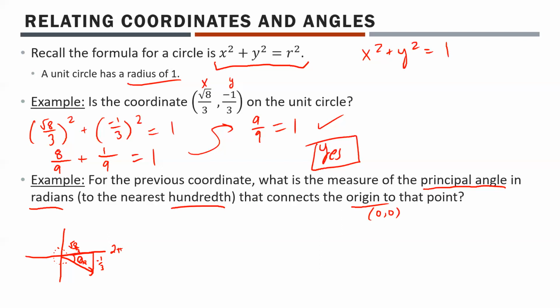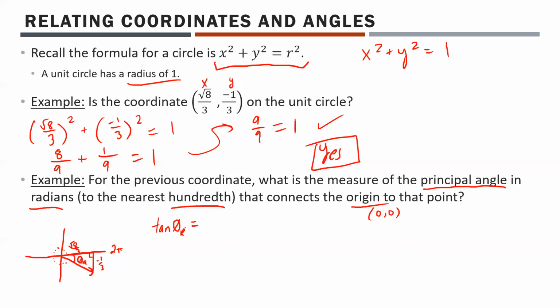To find this reference angle, let's just keep in mind that this is a right triangle. And since it's a right triangle, our right triangle trig still applies. So sine, cos, and tan still apply. Notice that this is the opposite side of our angle, and this is the adjacent side. Opposite and adjacent go into tan. So we can say tan theta r equals the opposite side, which is, well, -1/3.